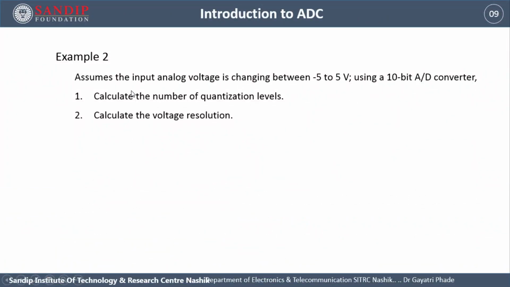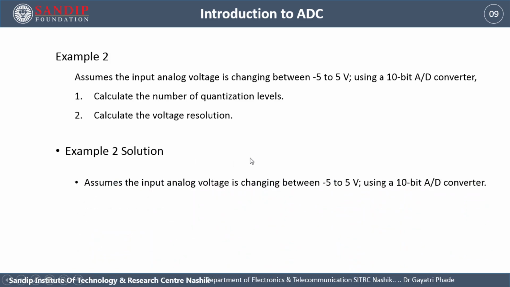Here let us assume that the input analog voltage is changing between -5 to +5 volt using a 10 bit ADC. Calculate the number of quantization levels. Calculate the voltage resolution. Assume the input voltage is changing between -5 to +5.